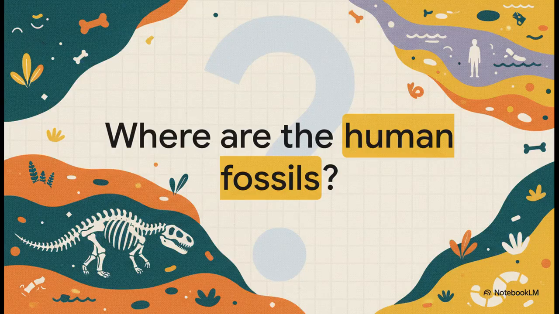So here is the core paradox we're dealing with. If we entertain the idea of a pre-flood world where humans and giant dinosaurs were literally walking the Earth at the exact same time, and then a massive global catastrophe wiped them all out simultaneously, why aren't they buried side by side in the rock layers? Seriously, if everything died together, why isn't the fossil record just one giant mixed-up graveyard?